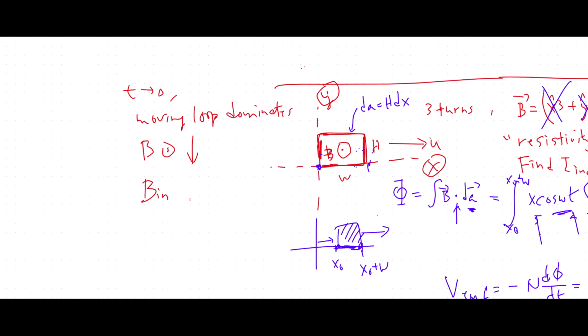Again, what does Lenz's law say? It says, I want to keep the magnetic flux constant. If I get 10 units of magnetic field coming out when t is 0, now I'm getting less. I'm getting 9 and 8 and 7. So what does the induced magnetic field want to do? Make up the difference, right? So what's the direction of the induced magnetic field? Has to be out of the page.